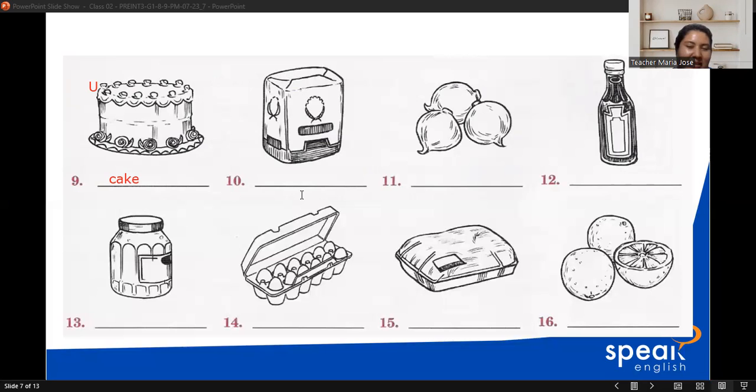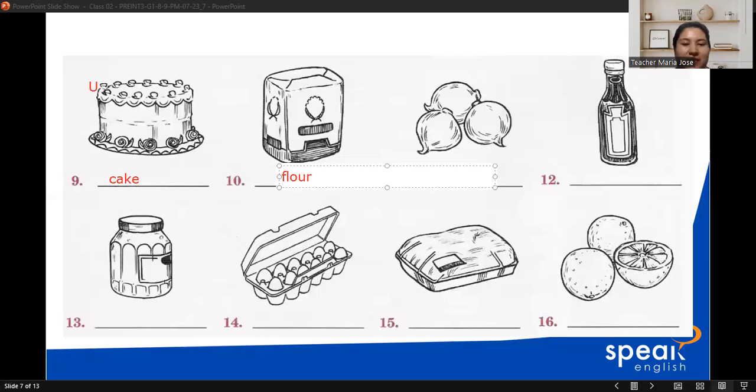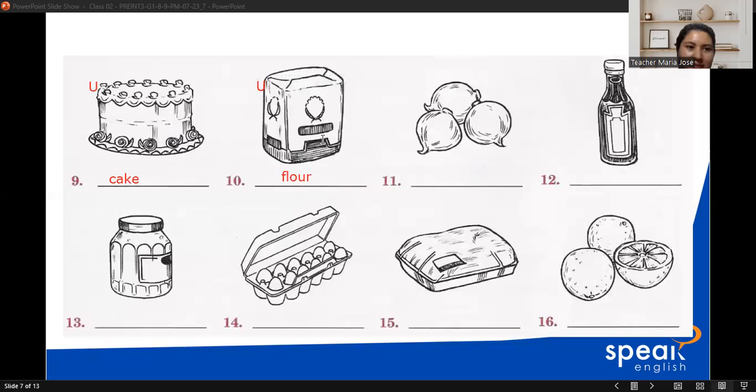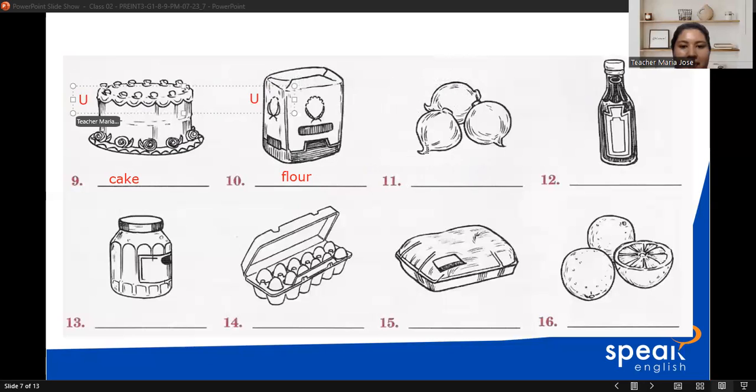Do you remember the word for this? Flour. Thank you, Letty. Okay, so this is flour. So Abigail, this is countable or uncountable? Uncountable. Okay, thank you. Let's continue. Francisco, number 11. Onions. Okay, and they are? Countable. Excellent.